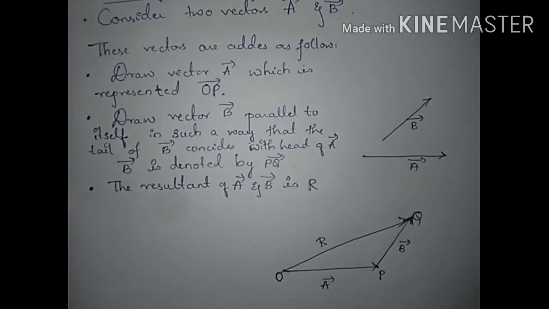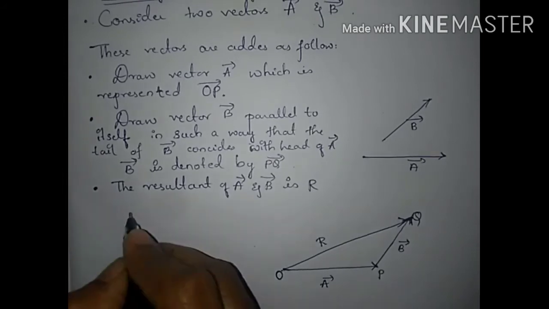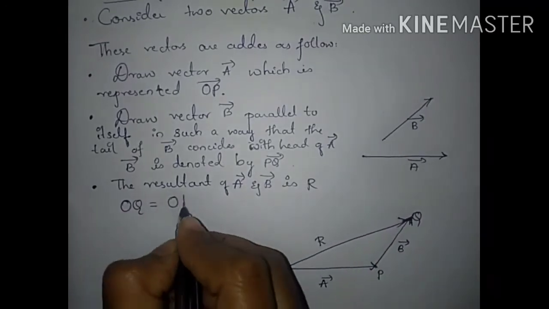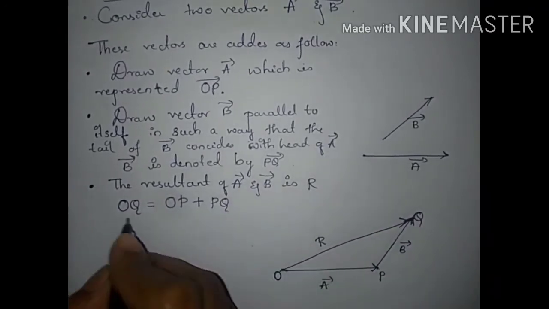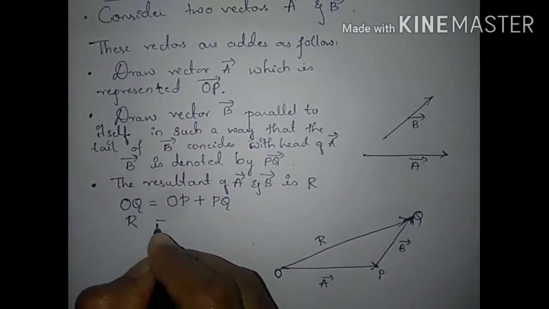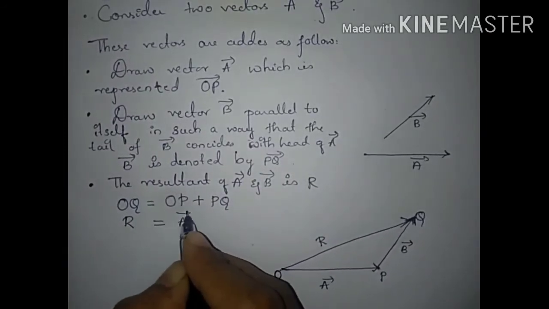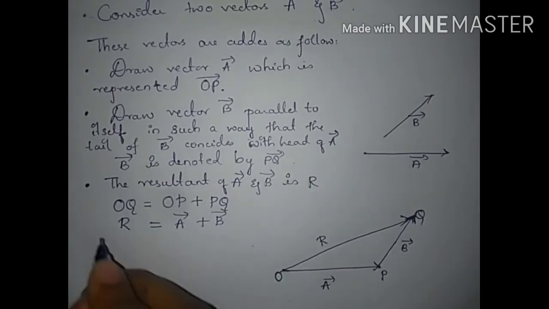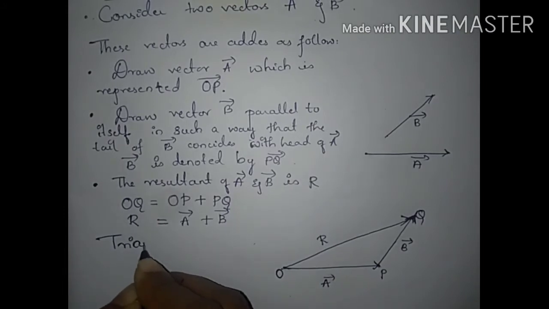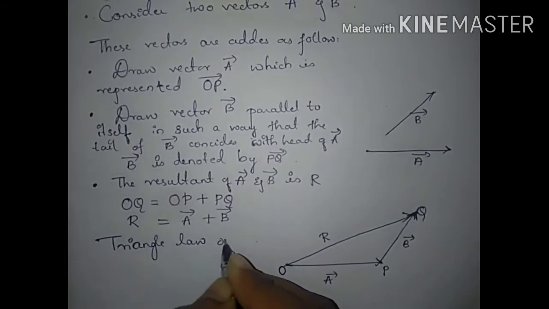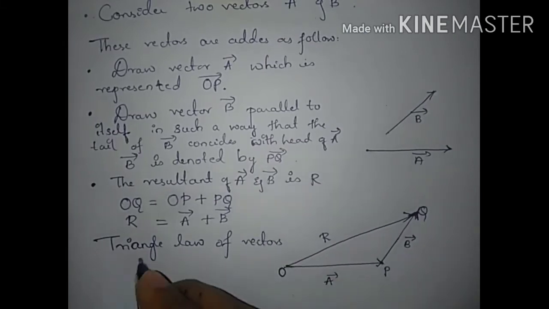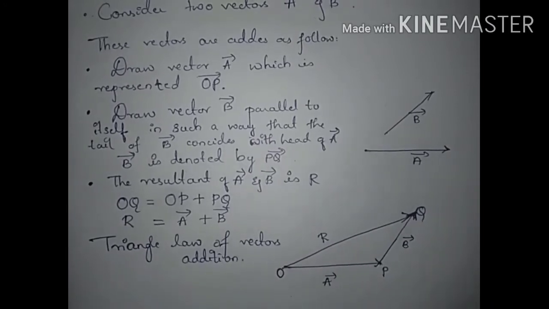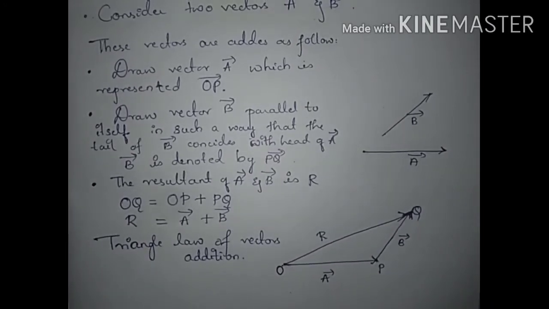Now from the triangle you can write OQ is equal to what? OP plus PQ. So OQ is R. R is equal to OP, which is vector A, plus vector B. So this is known as the triangle law of vector addition.